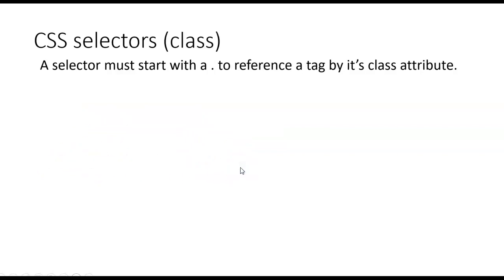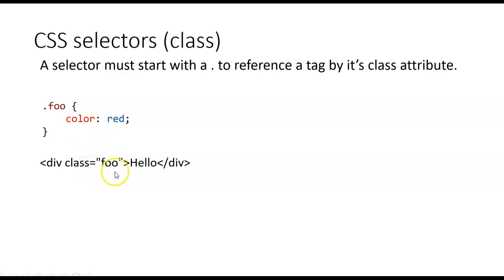If I want to select a bunch of things, then I would use a class. So again, I do the same sort of thing, only this time, instead of a hashtag here, I use a dot. And the dot says that the tag in question will have a class.